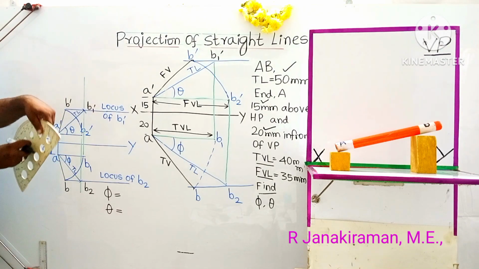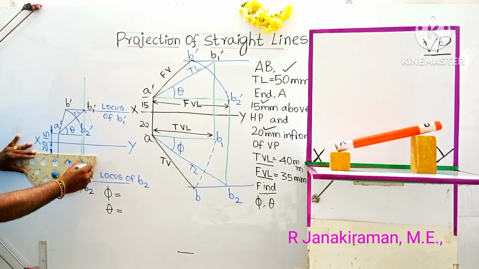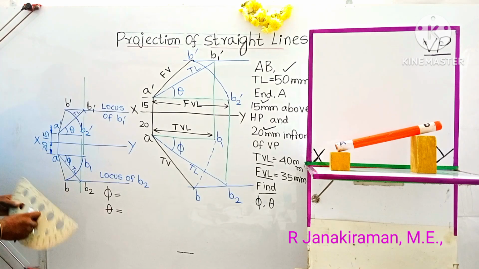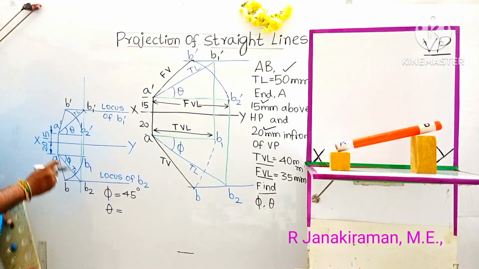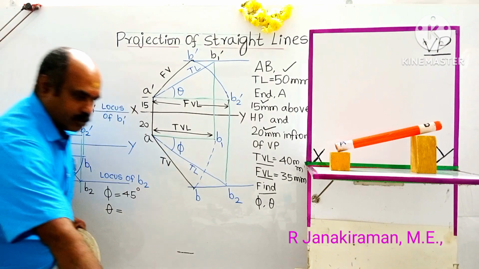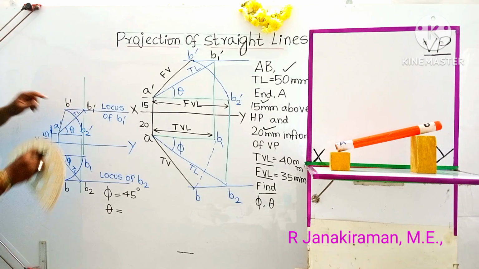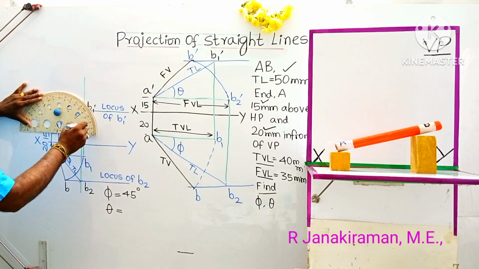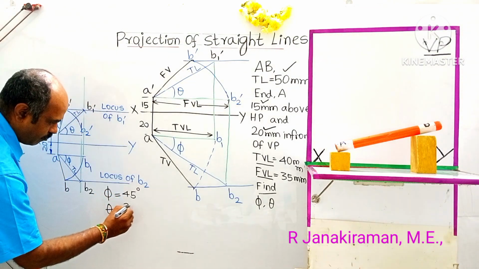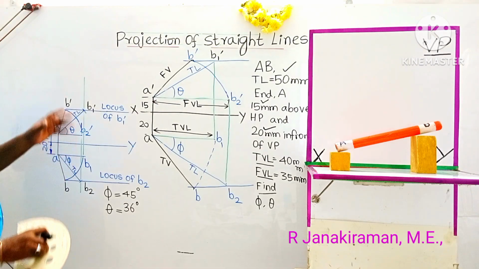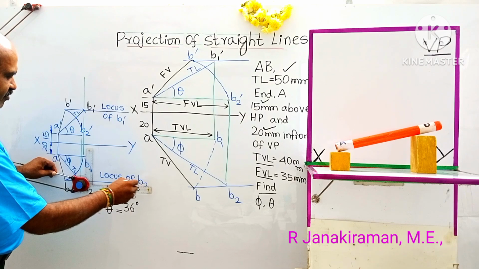So okay, turn your protractor. With A as a reference, measure the angle downward. 0, 10, 20, it comes to 45 degrees. 45 degrees true inclination with VP. Similarly, theta is true inclination with HP. So with A dash as center, measure the angle A dash B1 dash. Read like this, 0, 10, 20, it comes to 36 degrees. So these are the projections completed for the given question on projection of straight line. So put a box around your answer.